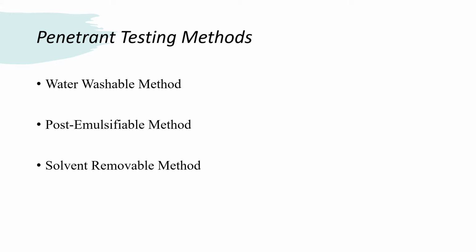Penetrant testing methods. The penetrant testing methods are basically three types. One is the water washable method. Two is the post emulsifiable method. And the third one is the solvent removal method. So students, let's start with the water washable method.